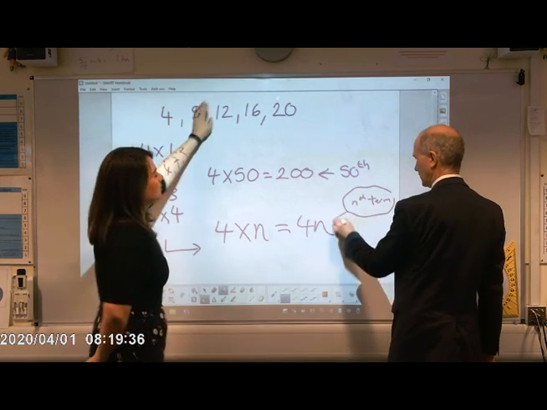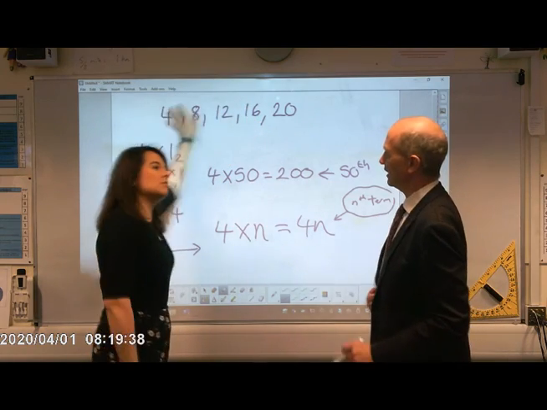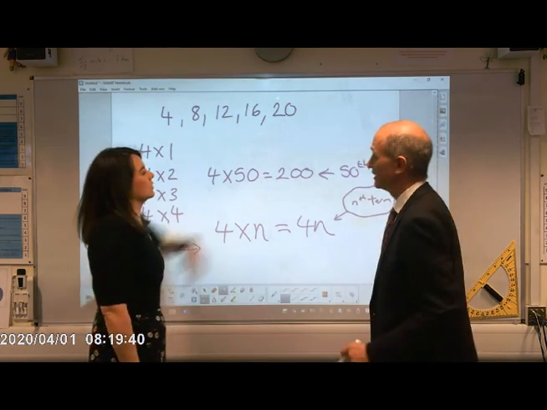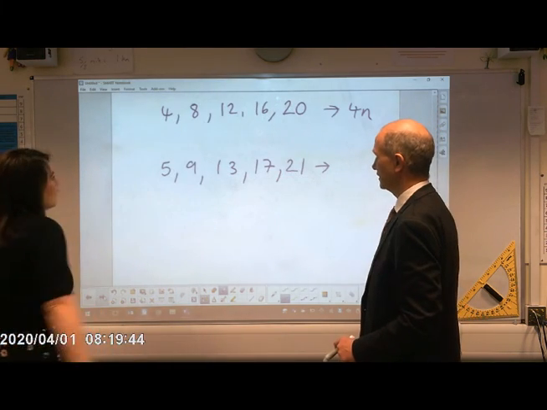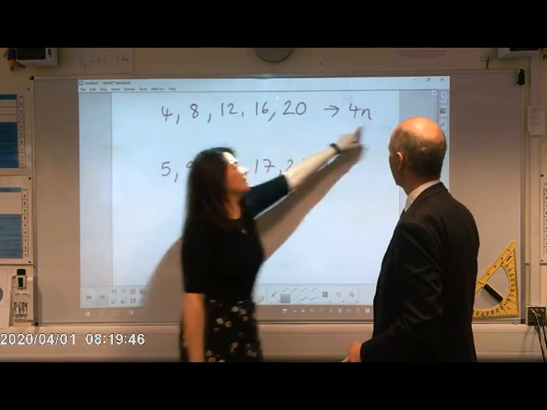It's going up in 4s. Okay, multiples of 4, that seems easy. That's how we decide it, because it's going up in 4s. So this one is 4n.